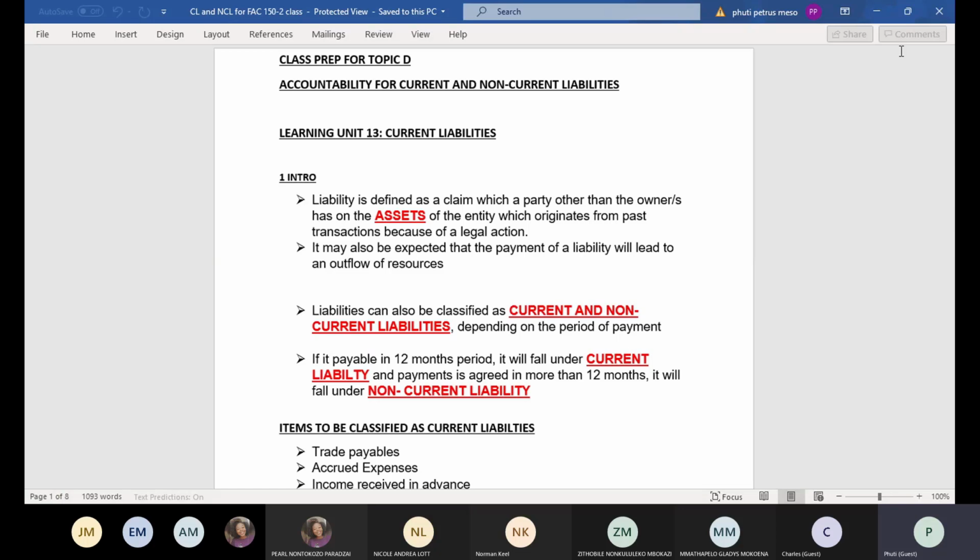that the payment of a liability will lead to an outflow of resources, which I believe can be cash, unless it's a barter. It can't be a barter transaction, but it will be a legal obligation that you set with your client to say that I'll pay you on these kinds of terms. So we've got two types of liabilities, which are current and non-current liabilities, depending on the period of the payment.